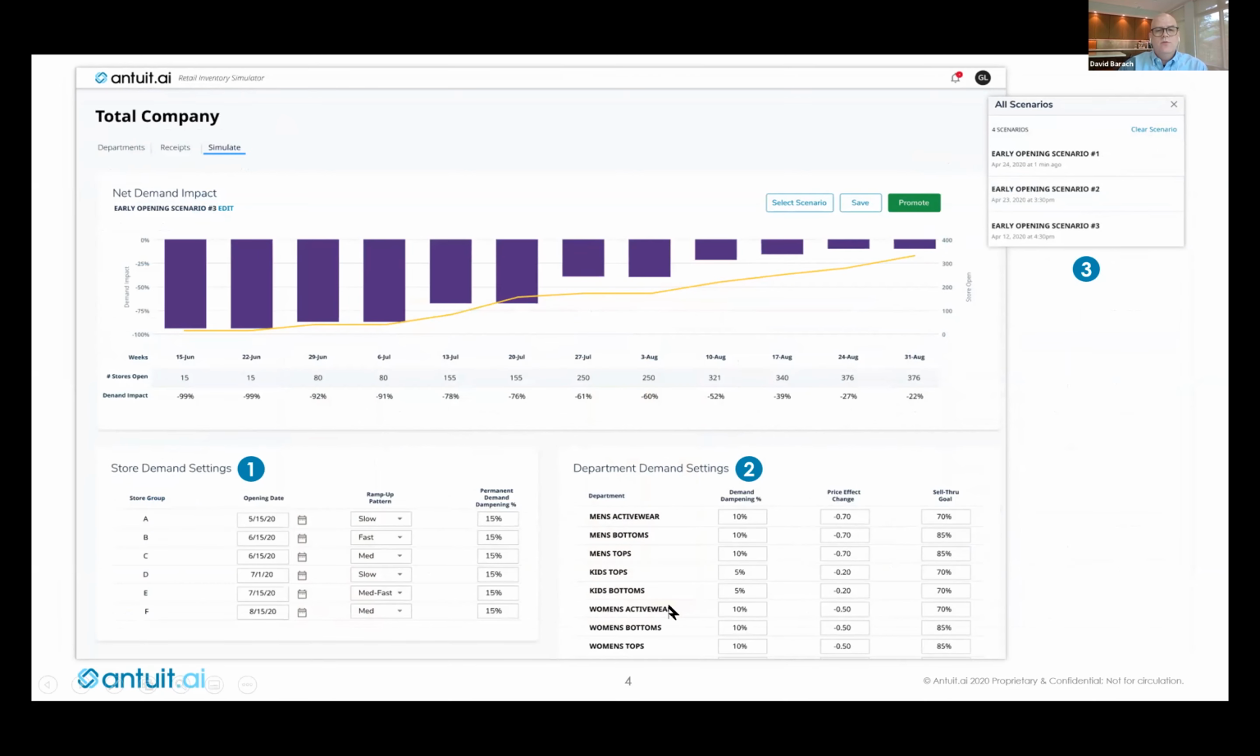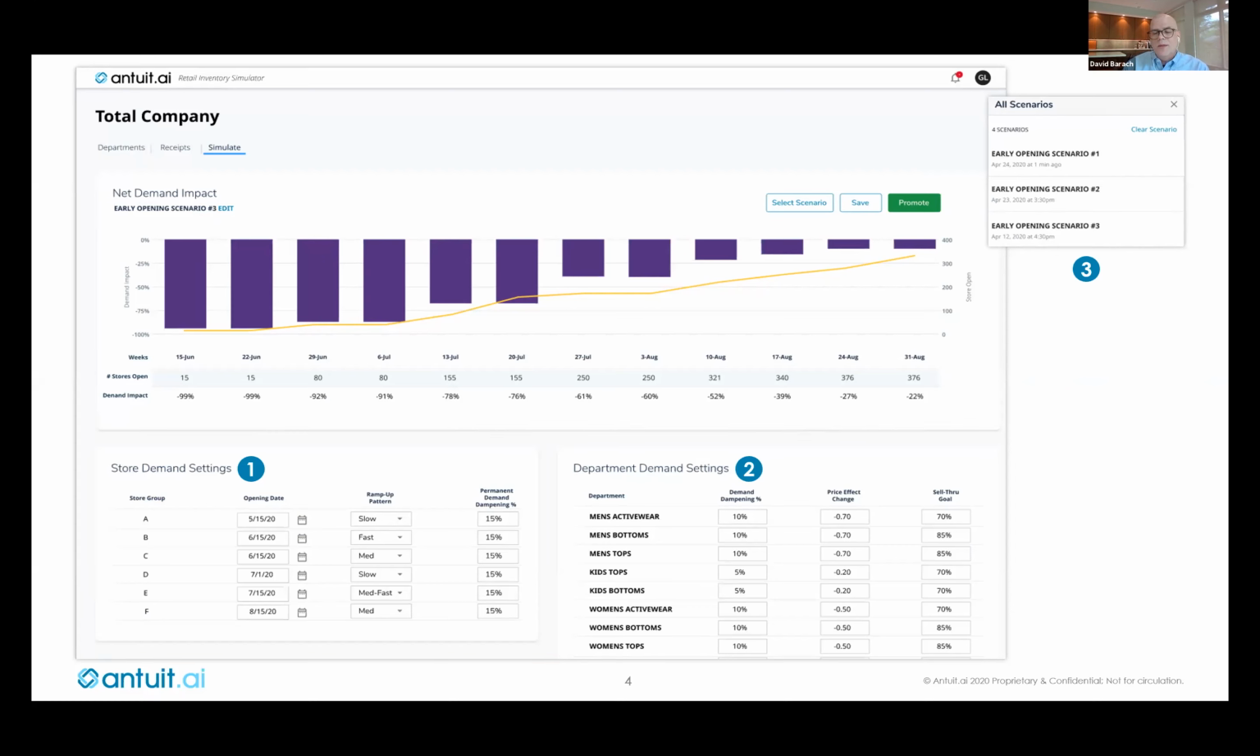Naturally, all these results are dependent on the assumptions going in. In this view, we show really the variables that make up the scenarios. These scenarios can be saved, edited, rerun on demand.